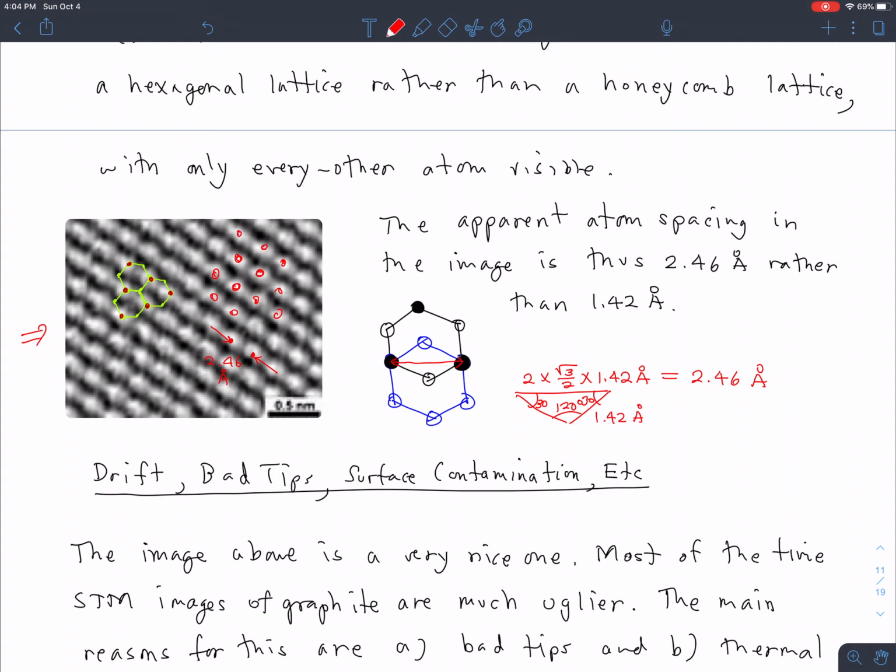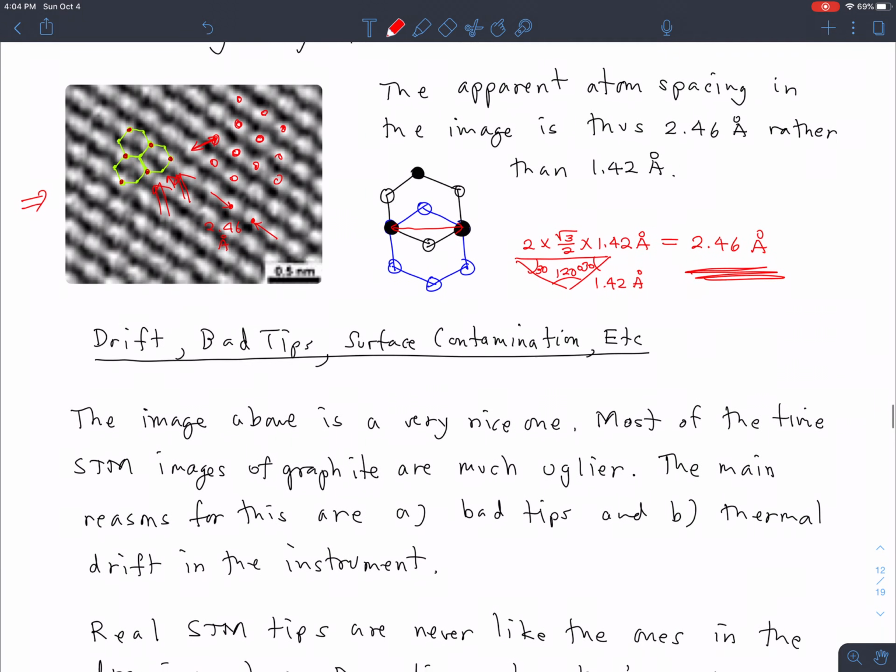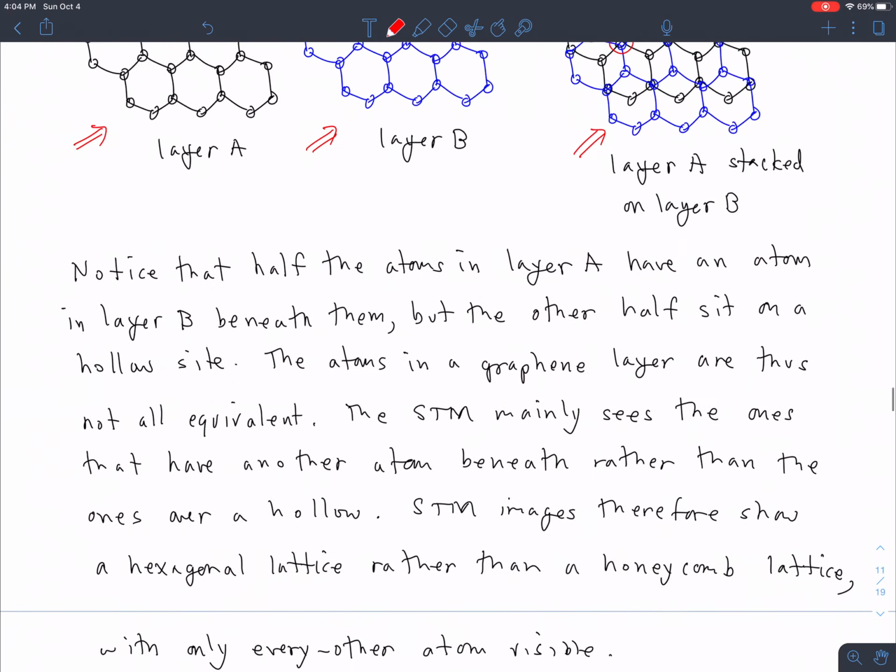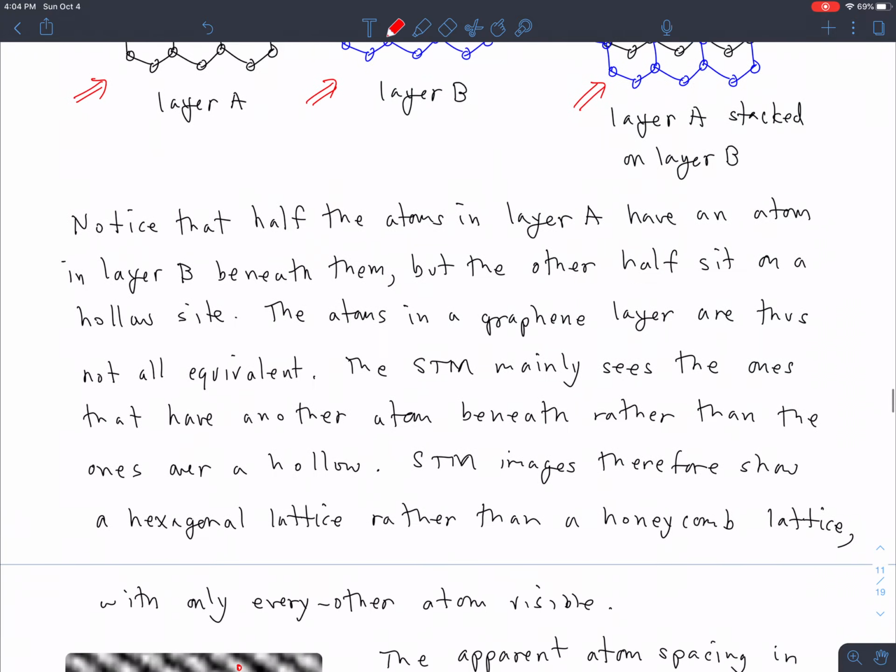But what that means is that the actual benzene rings, you're only seeing half the atoms, the red atoms in this picture. The other half are basically invisible. And that means that the effective spacing between the high points in the image is 2.46 angstroms. It's not 1.42 angstroms. All right. So understanding what you're seeing in the STM requires a little bit of this crystallography that we're going through now. All right, so that's the sample we're going to look at. That's the graphite sample that we're going to look at.